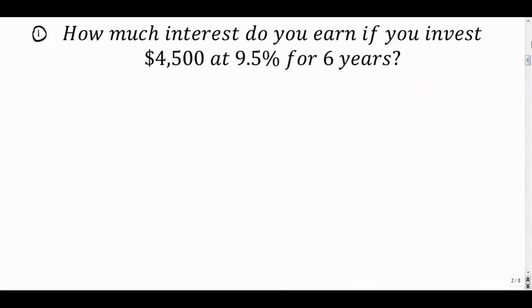So number 1, how much interest do you earn if you invest $4,500 at 9.5% for 6 years? This is a really good interest rate. Obviously, most interest rates for savings accounts are less than 1%. So this is a lot of money that you're going to be gaining here. But anyway, let's go through this one. We've got our P value, which is 4,500. Our R value, we're going to change that to a decimal, 0.095. This is our T value, that's 6.